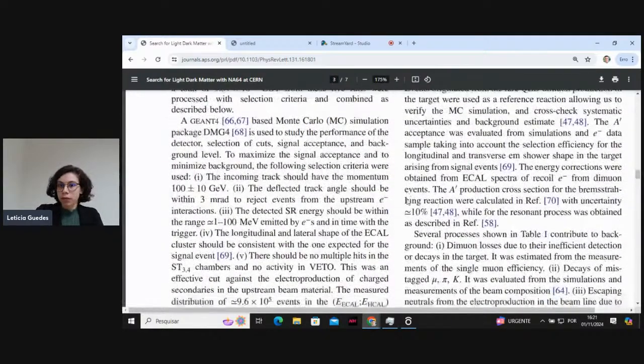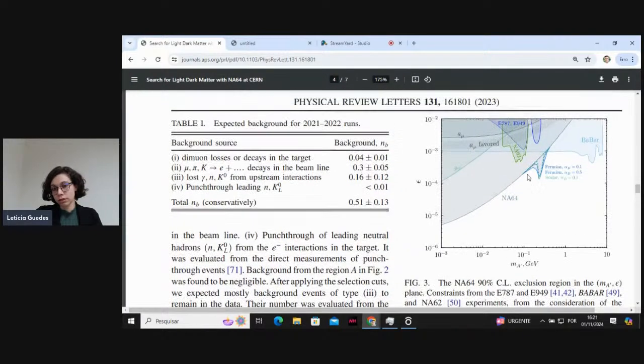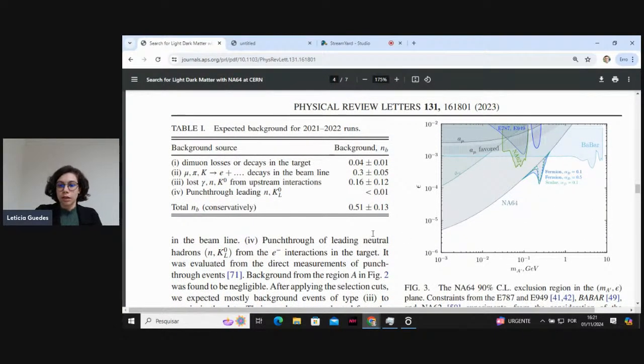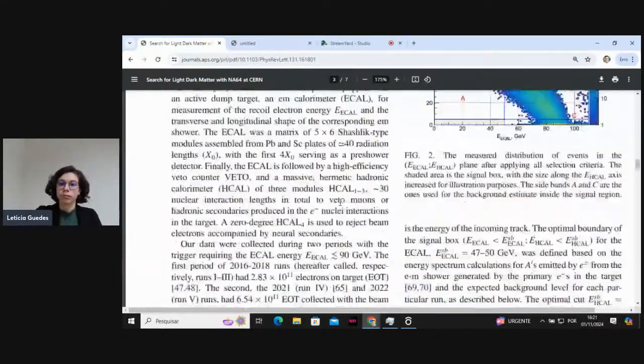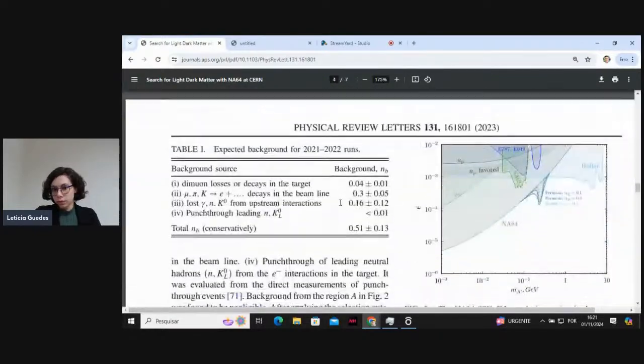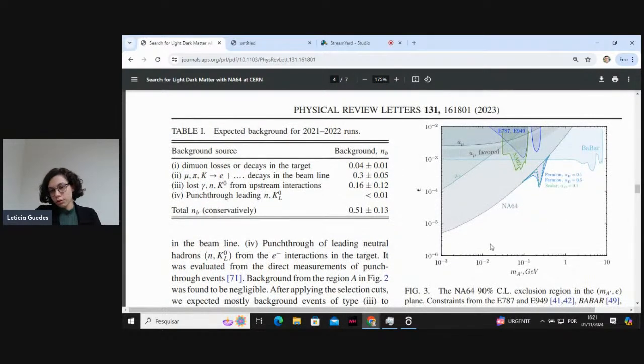They tell a lot about the upgrades and the mechanisms and so on. And you have this plot here that they used Geant4 to produce. It shows the kinetic mixing as a function of the mass of the dark photon. You can see some other experiments like BaBar and NA62, and you can see that in this region of mass, NA64 is really constraining.